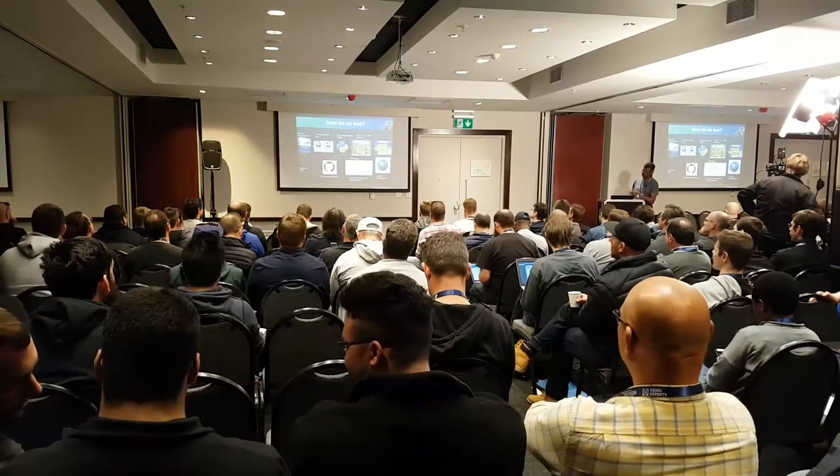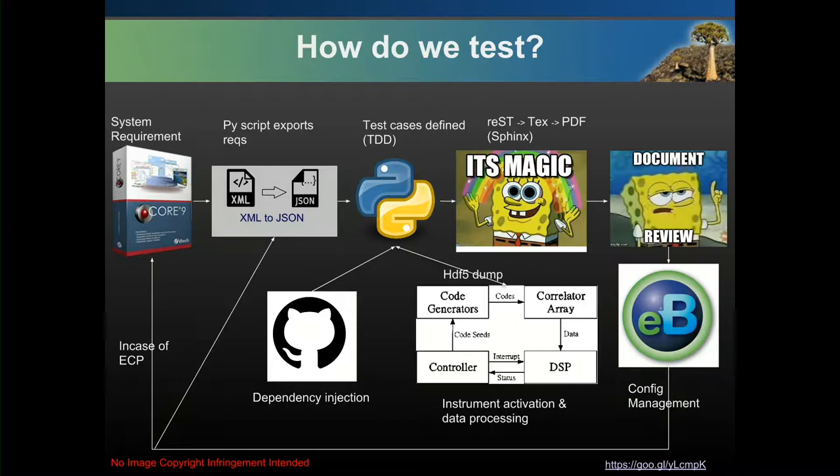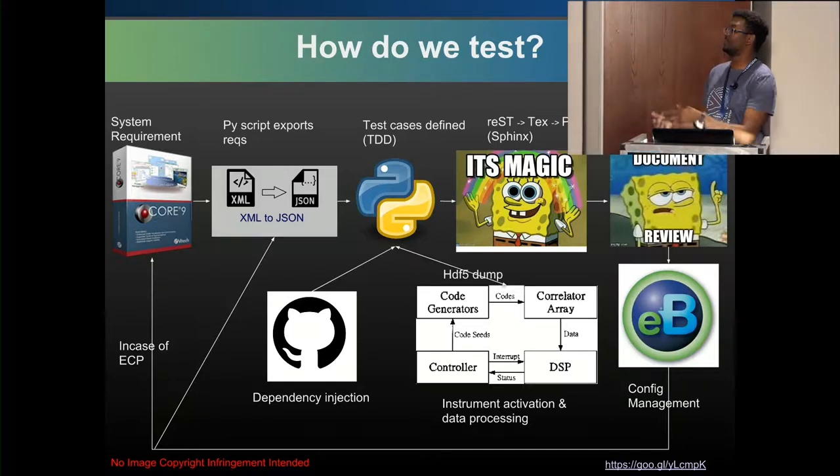We get requirements, which are derived by system engineers. We implement the instrument and make sure it does what the requirements say. Once we get those requirements, we have some scripts which export the functional requirements from core to a JSON file. We've got our test suite that tests the real-time data coming out of the correlator. Those dependencies we pull from GitHub, and we start an instrument remotely from the Pinelands office. We're remote from Carnarvon, using fiber, and we actually test the stuff.